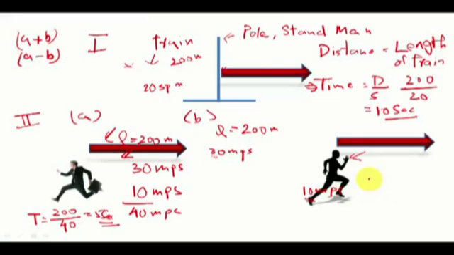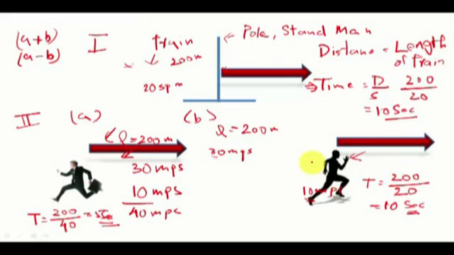Again, I will go with the basic formula. Time is equal to distance by speed, and by this time you are aware that the distance is 200 meter. The person's length should not be considered, it is negligible. So 200 by relative speed. As both are moving in same direction, therefore the relative speed will be 30 minus 10, which is 20 meter per second, which is equal to 10. So it will take 10 seconds to cross the man.